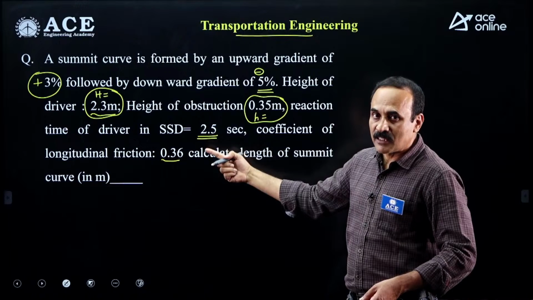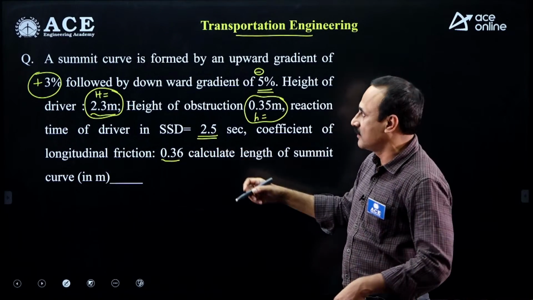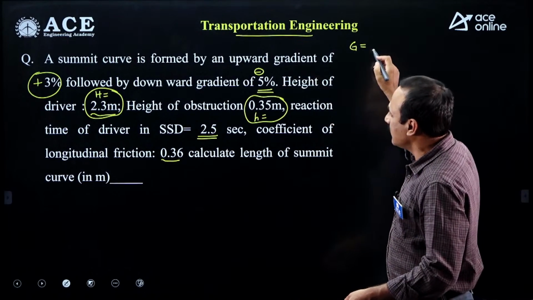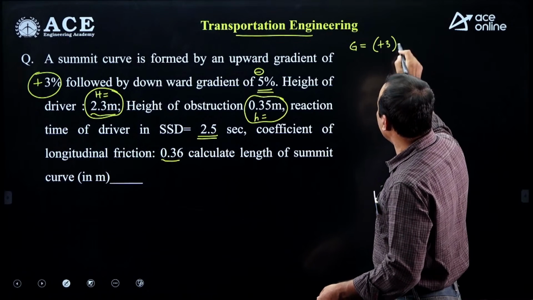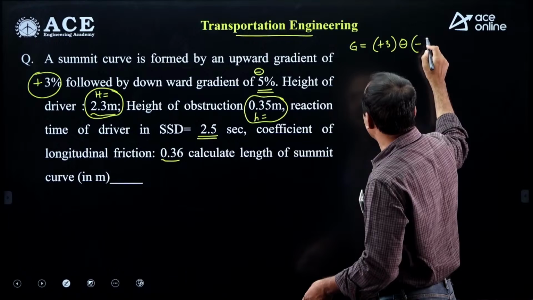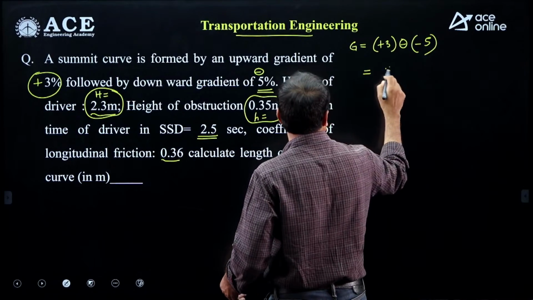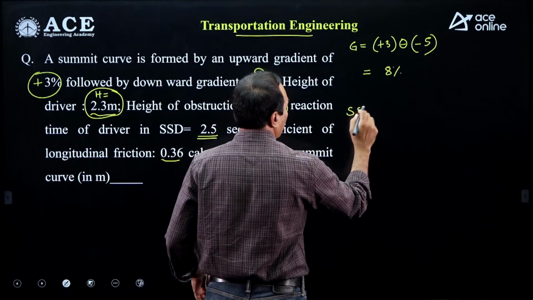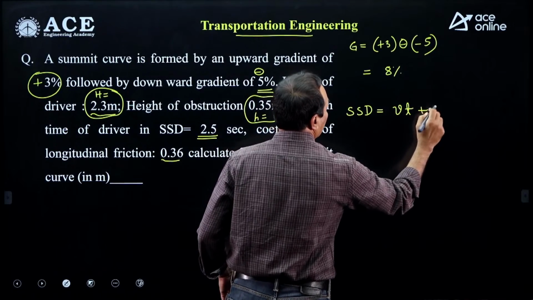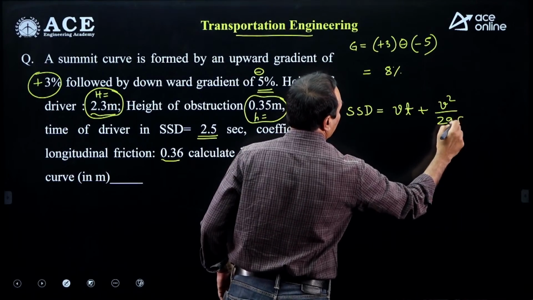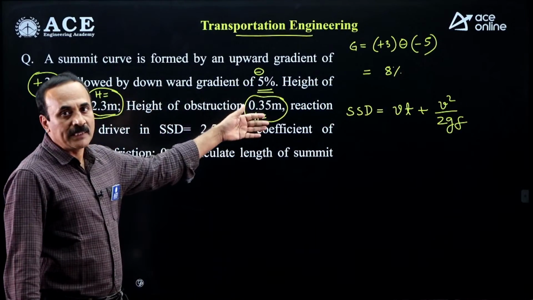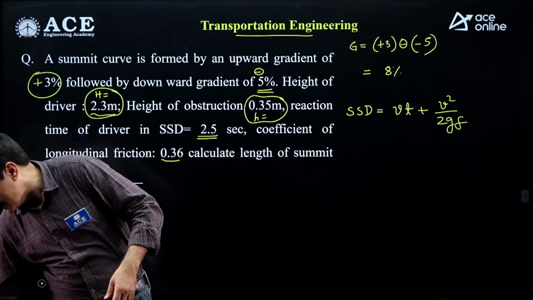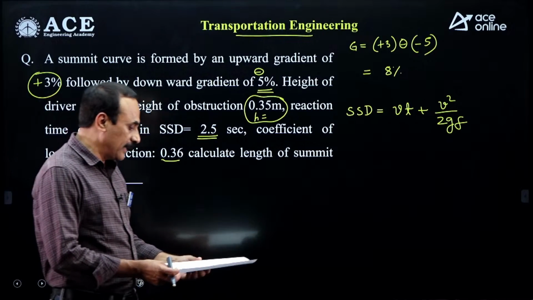So, they are asking you the length of summit curve based upon the stopping sight distance. And the deflection angle is the algebraic difference of the gradients. It is nothing but the first gradient minus the second gradient, which is minus 5. So, it is 8%. And coming to the stopping sight distance, it is nothing but Vt plus V square by 2 Gf. While calculating stopping sight distance over a summit curve or valley curve, we never consider gradient. Gradient is not a criterion here. So, directly we are taking lag distance plus braking distance.